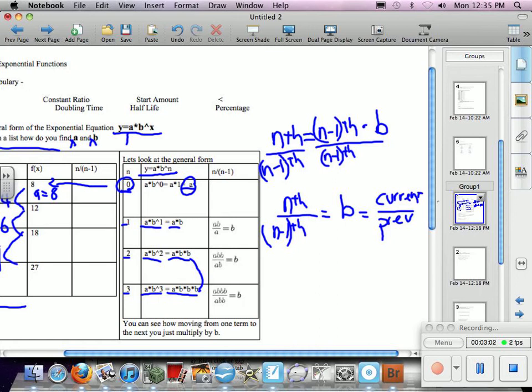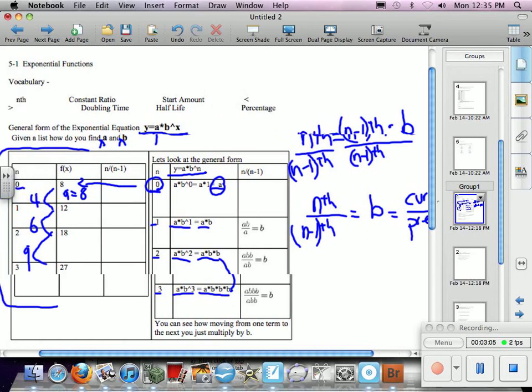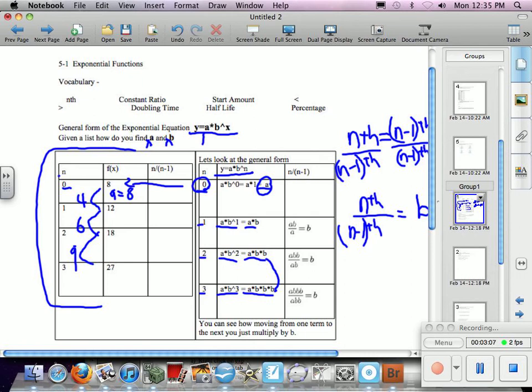So let's go back over to our example here and look at that. So let's take 12 and divide it by 8. 12 divided by 8 equals 1.5. If you don't believe me, you can put that in your calculator. And then I'm going to take 18 and I'm going to divide it by the previous term, and say 18 divided by 12 equals 1.5. Then, just to do one more just to make sure, I'm going to take 27 and I'm going to divide it by 18.